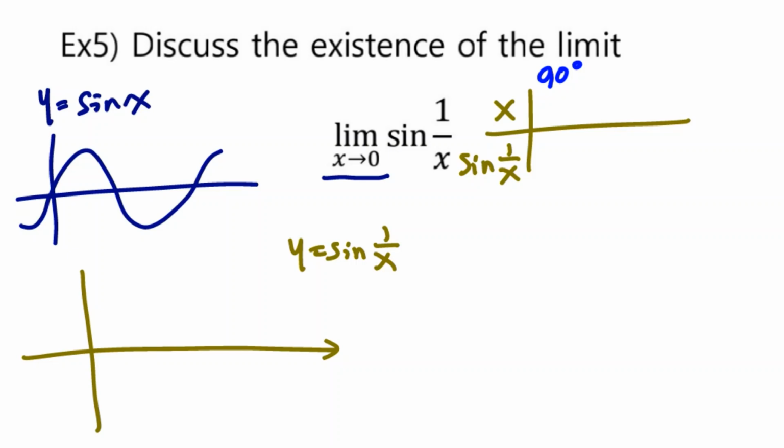So in x, we are going to put, instead of pi over 2, how about 2 over pi, because the angle here is the reciprocal of the x, so we just want to put it upside down. So then I'm going to have sine 1 over 2 over pi, so that's sine 90 degrees, right? So what is sine 90 degrees? It is 1.